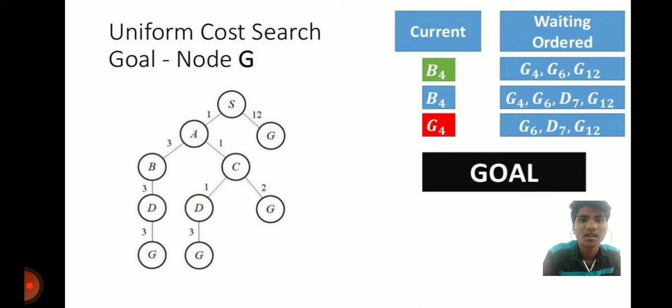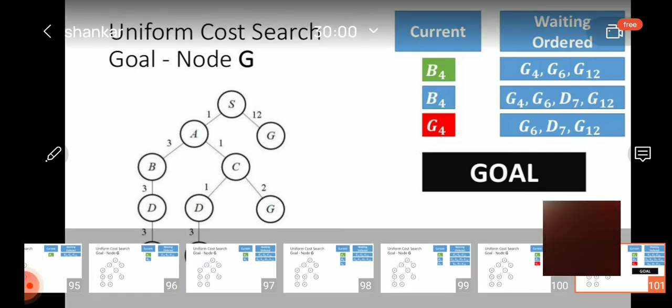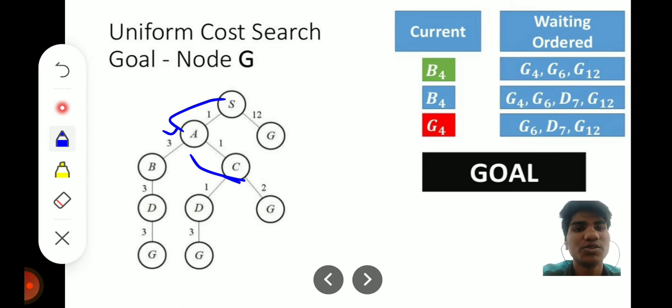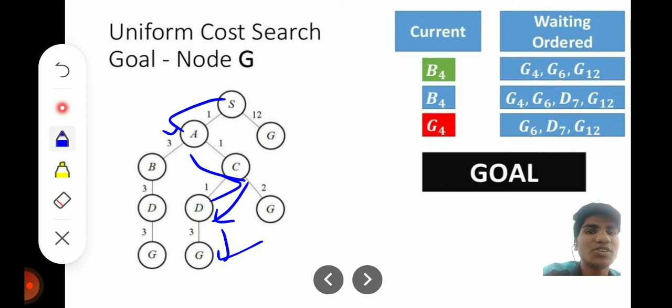So our path is: first it will start from S to A, and then after A it will go to C, and then to D, and then it will go to G. So it will calculate the cost, and if its cost is very high, then it will go back, and then it will search for another G. So I think all of you understand the uniform cost search algorithm.